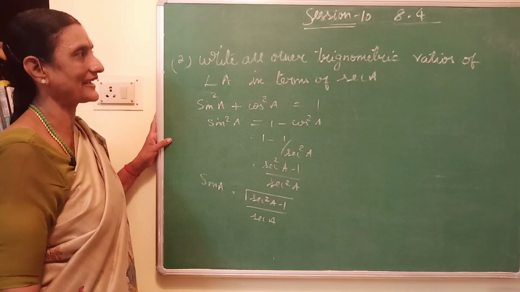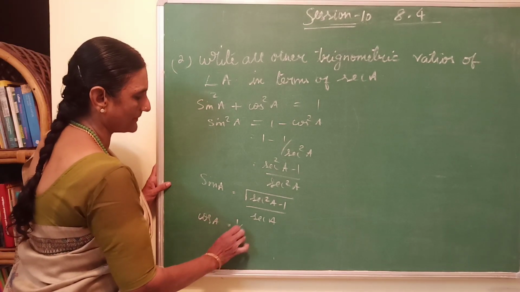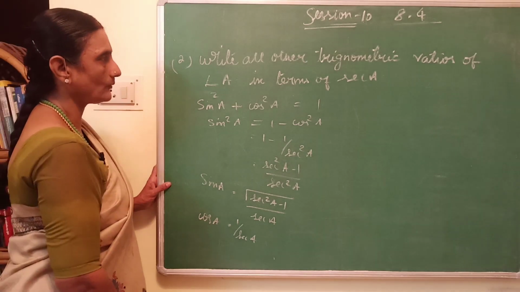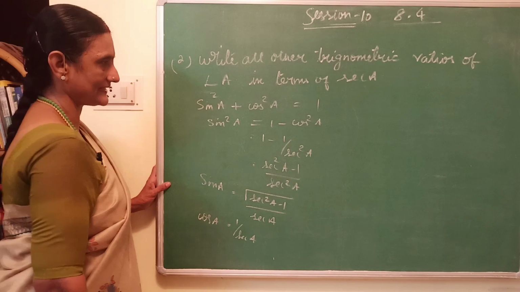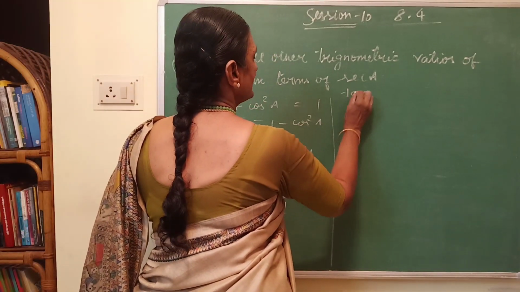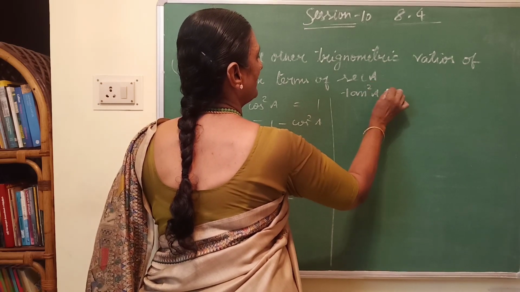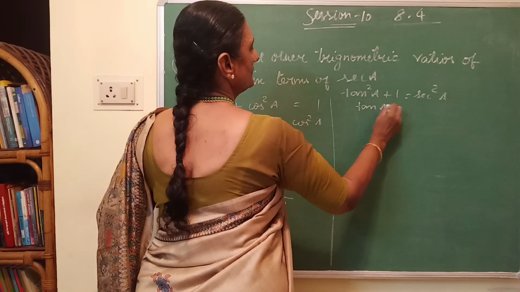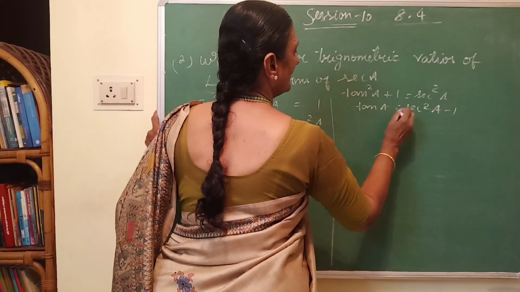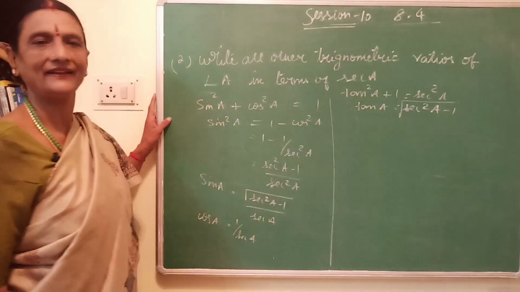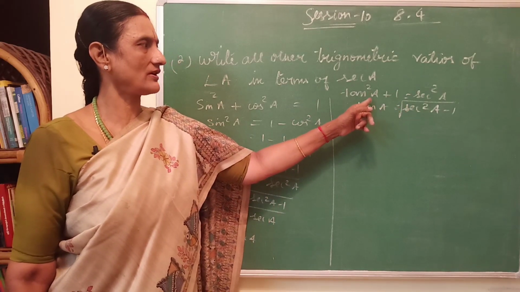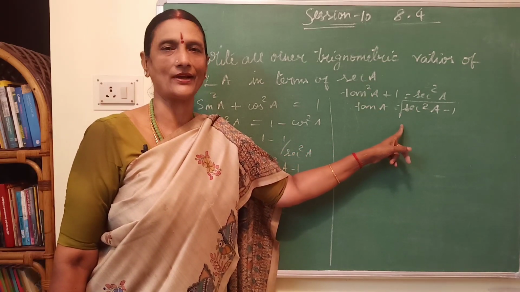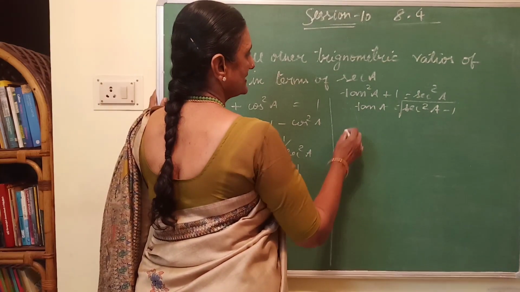Now let us move on to the second one, cos A. Cos A is obviously 1 by secant A. So that is very easily written. Now the third one is, we have to write tan in terms of secant. For that we use the identity tan square A plus 1 is equal to secant square A. First we have tan square A equal to secant square A minus 1. Therefore, tan A is equal to the square root of secant square A minus 1. We have to finish like this. Next comes secant, which is already there.